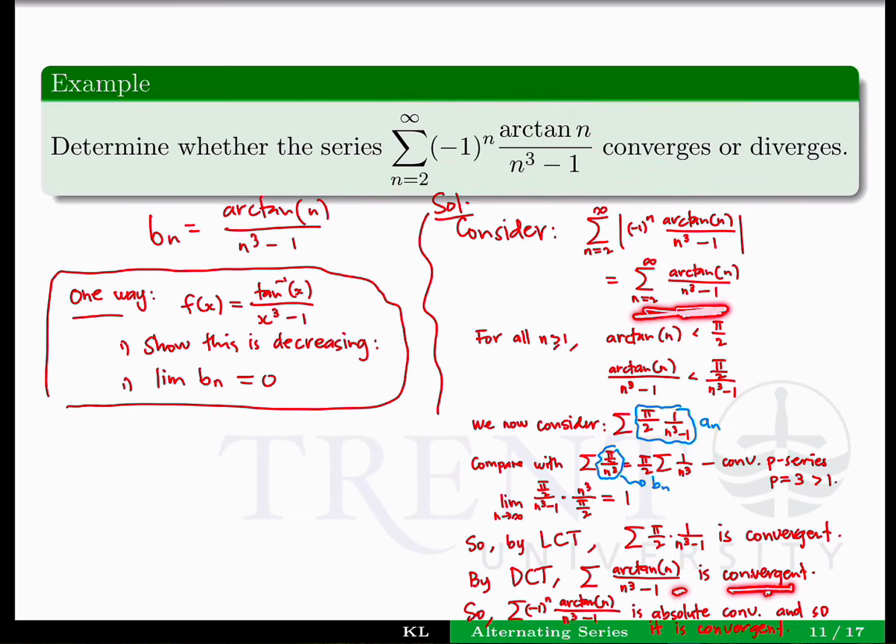But this one here is just the absolute values of the original terms of your series. So without the absolute values, it is absolutely convergent, and therefore it is convergent. So in a lot of series problems, you may need to use several series tests just to conclude that your main problem is convergent or divergent.